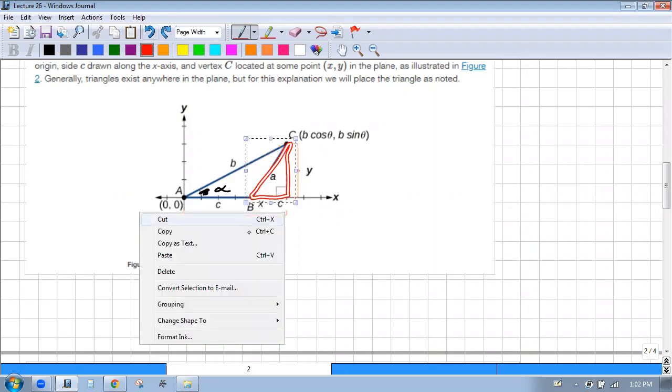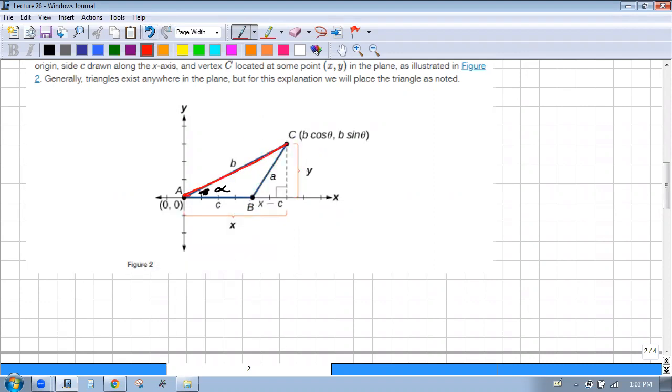So let's look at the big triangle. Now, we're trying to get the information from the blue triangle involved. So if I look at this angle here, I could say that cosine of that angle is adjacent over hypotenuse. Adjacent is X, the hypotenuse is B. And the other thing I know about this angle is that sine of it is going to be the opposite over hypotenuse.